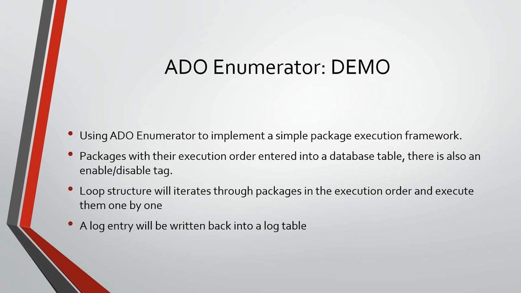As a sample for this, we can use the ADO enumerator to implement a simple package execution framework. That simple framework will be, for example, a table that has the name of each package, execution order, and an enable/disable tag. Then you can use a loop structure to get the list of those packages based on execution order and only those that are enabled, and then loop through those, execute them one by one, and then log an entry into a log table.